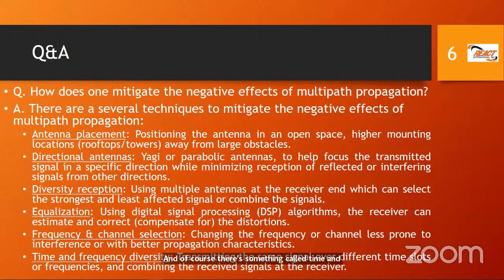Also, not on your list here, you can use horizontal polarization, which might be less prone to multipath propagation. That's one technique that hams could use. Also not on your list here, there's something called beamforming, which is a technique that can also be used to counteract multipath propagation. So those are some of the things that can be used to deal with the negative effects of multipath propagation. I hope that answers the question for the participant.